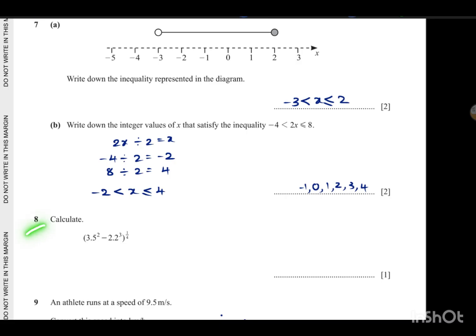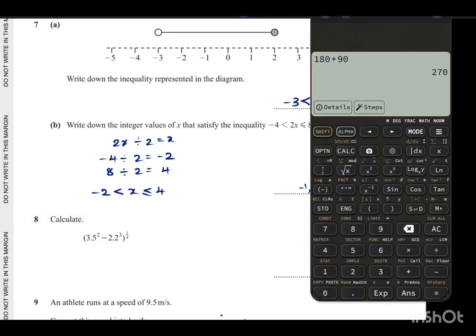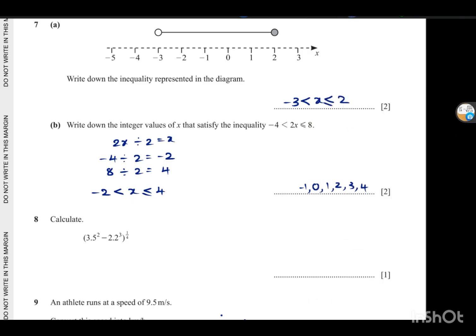Question number 8 now. Calculate 3.5 square minus 2.2 cube, whole raised to 1 by 4. Use your calculators. 3.5 square minus 2.2 raised to 3, whole raised to 1 by 4. 1.125033. So it is 1.125. Question number 8 is done.